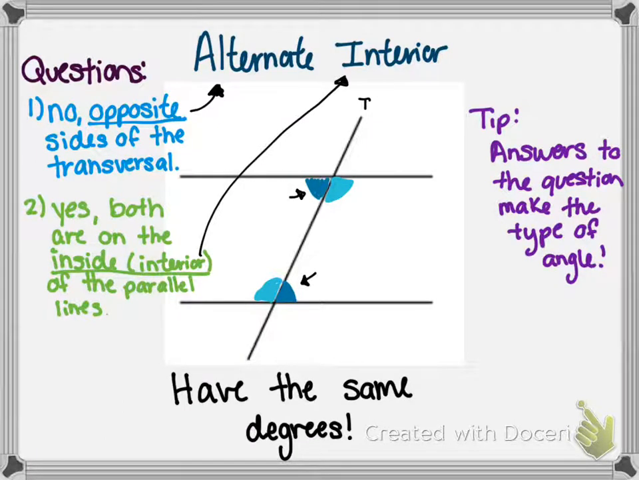So these are going to have the same degrees if you are going to solve. Let's say one of them is 80 degrees. That means that the alternate interior one is also going to be 80 degrees. They're going to be equal.